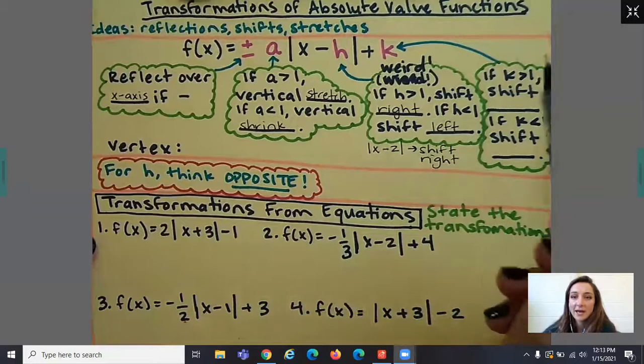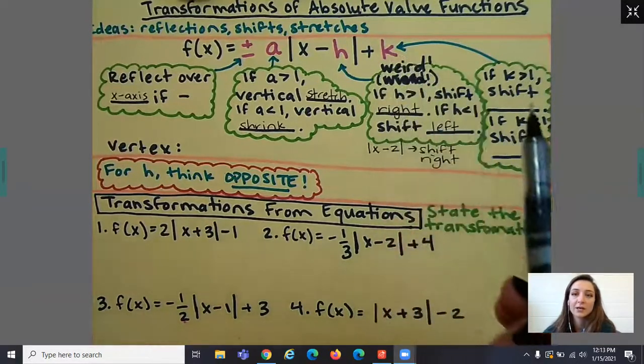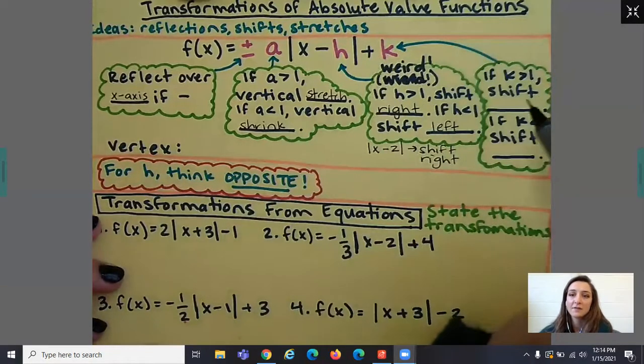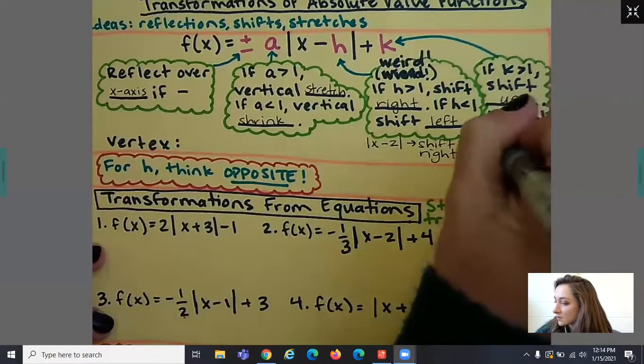Okay, and then if k is greater than 1, we're going to shift. This is your normal one. So if you have a number on the end, since it says plus k, that means it's just going to be whatever you think. So if k is greater than 1, shift up. If k is less than 1, shift down.